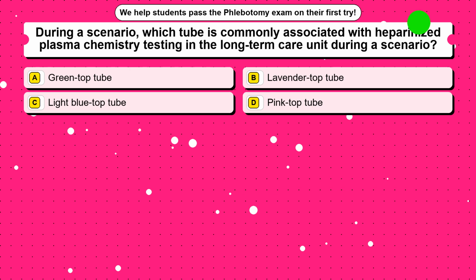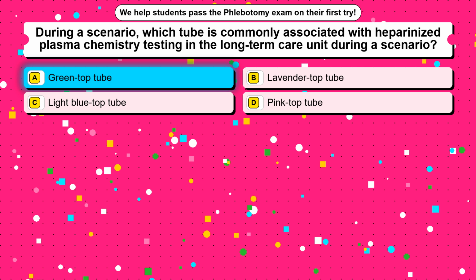Question 20. During a scenario, which tube is commonly associated with heparinized plasma chemistry testing in the long-term care unit during a scenario? Option A, green top tube. Option B, lavender top tube. Option C, light blue top tube. Option D, pink top tube. The correct answer is option A, green top tube.